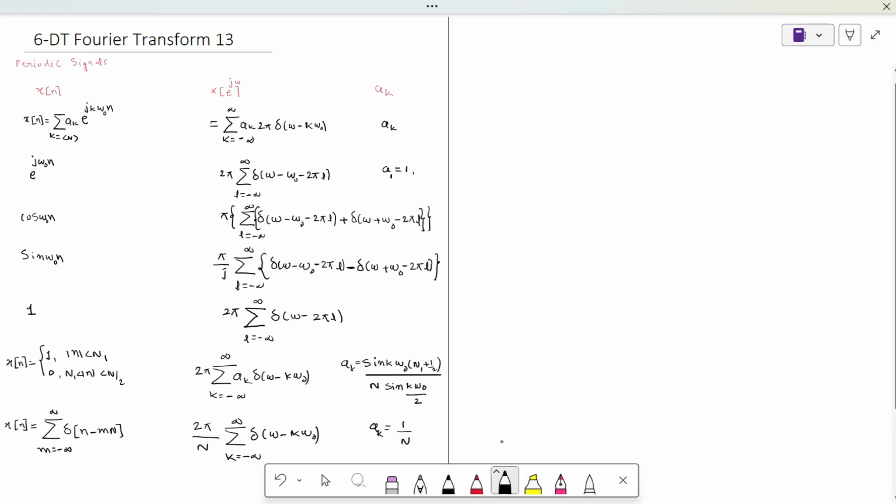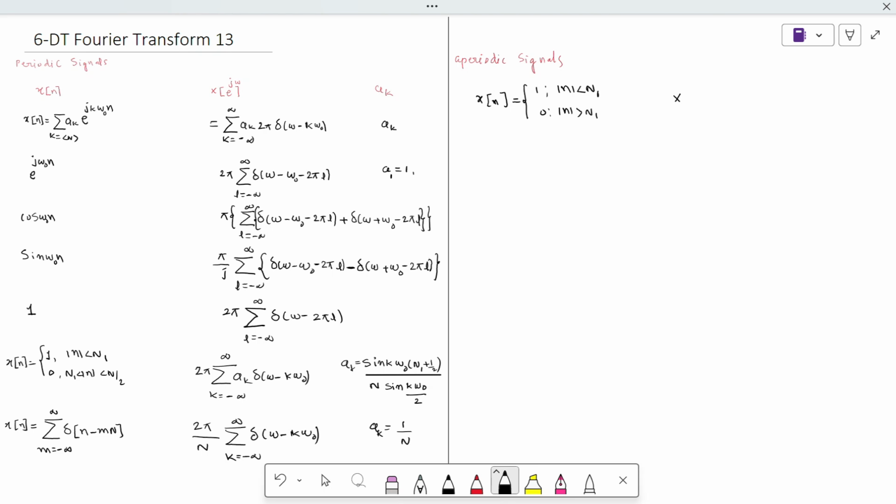The next we are going for the aperiodic signals. First I'm writing the rectangular pulse. x of n equals 1 for mod n less than N1, 0 for mod n greater than capital N1. So in this region there is no signal.